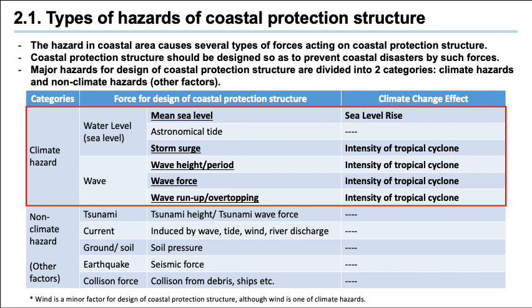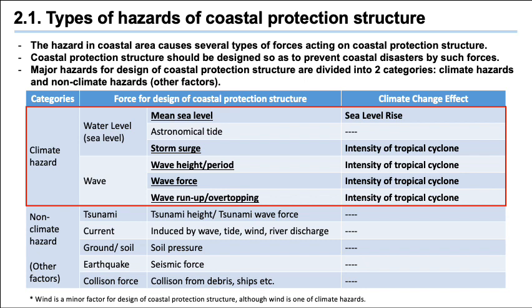Major hazards for design of coastal protection structure are divided into two categories, climate hazards and non-climate hazards. The first primary design force is water level, including mean sea level, tide, and storm surge. The climate change effect of mean sea level is sea level rise. Intensity of tropical cyclone affects design condition of storm surge.